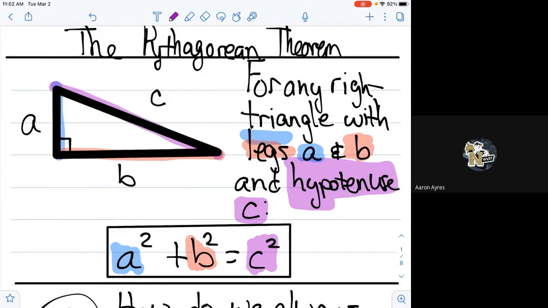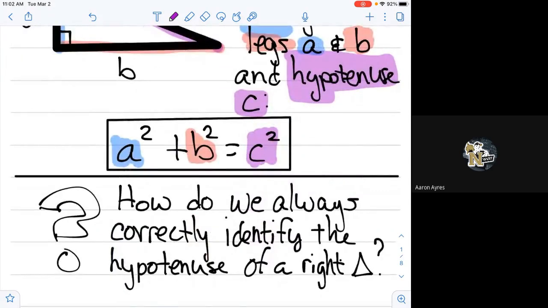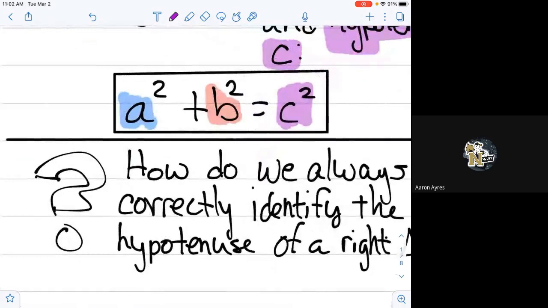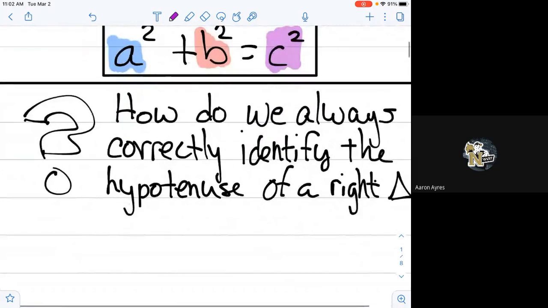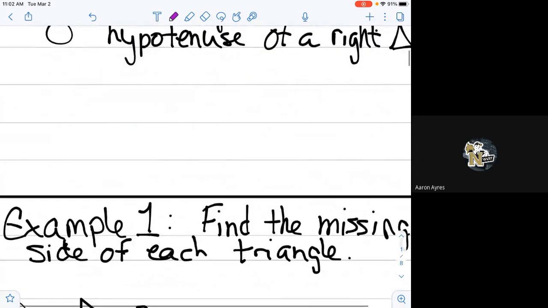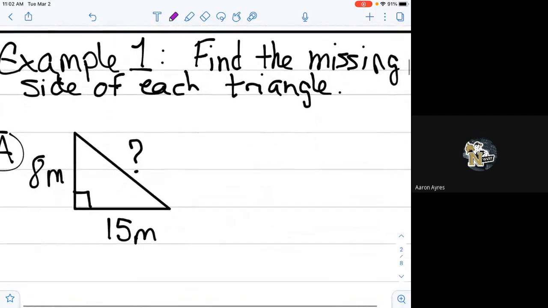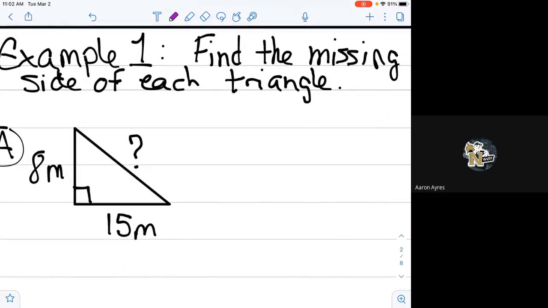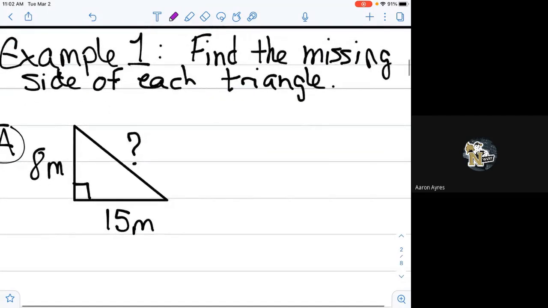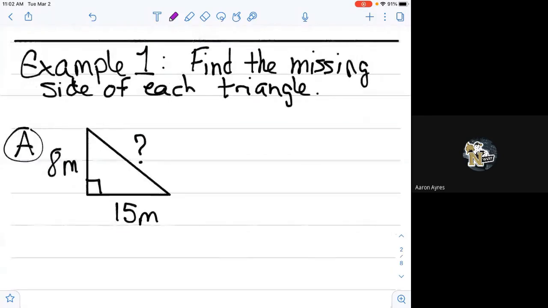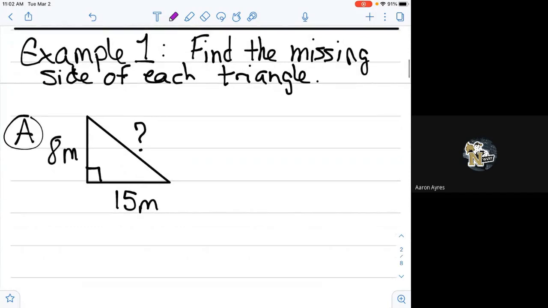So let's scroll around here. We talked about that question, right? How do we always quickly identify the hypotenuse of a right triangle? I gave that to you this time. All right, so we're going to find the missing side of this triangle. Get a picture of it, or draw one of your own, whatever works best for you. Better draw quick.